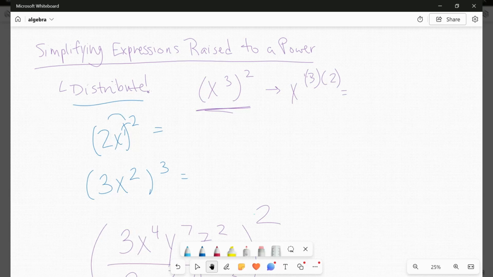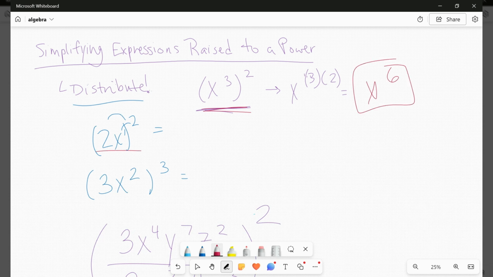Hi everyone, we're back talking about simplifying expressions raised to a power. The reason I wanted to cover this is because in the previous videos, we've been talking about exponent rules: adding, multiplying, dividing, subtracting, and so on. Just as a quick recap, in this example, x to the third raised to the second power becomes multiplying. So power to a power, we multiply the exponents and we would get x to the sixth here.